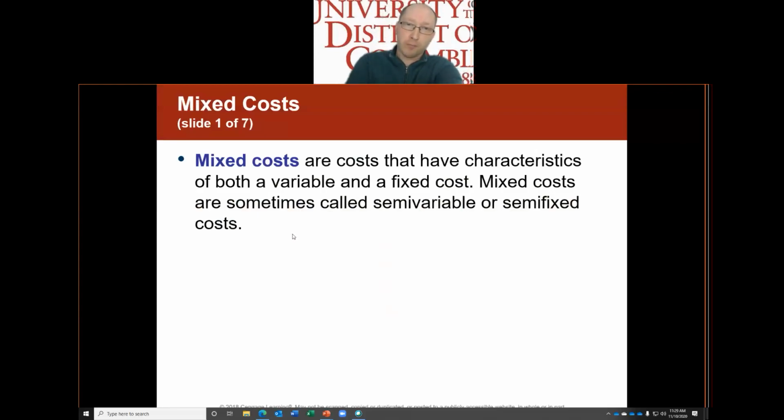Now, here's a new term. Well, relatively new. You probably heard it once before, but let's do a bit more of a deep dive. Mixed cost. You heard about fixed costs. You heard about variable costs, but now we have mixed costs. Mixed costs. These are costs that have the characteristics of both fixed and variable costs. Mixed costs are sometimes called semi-variable or semi-fixed. Just keep in mind they are both variable and fixed costs together.